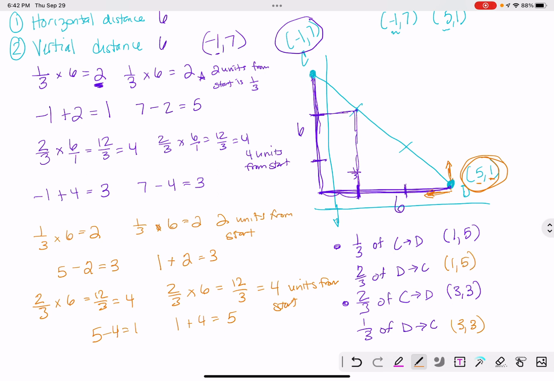Okay. So this is saying that 1/3 of CD will be at that 1, 5 point. Okay, and that's about where we got. And then we said 2/3 of CD will be at about 3, 3. Okay, that would be, let me color it. Okay. And then we just did the same thing, except we went backwards. So we went from D to C, so we had to subtract. Okay. I hope that makes a little sense.